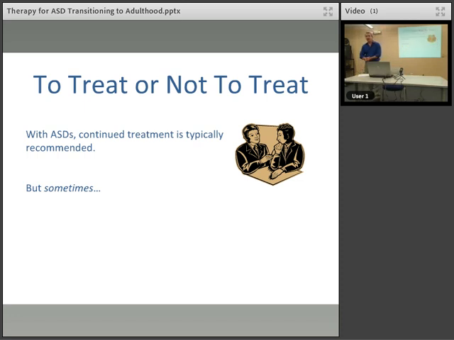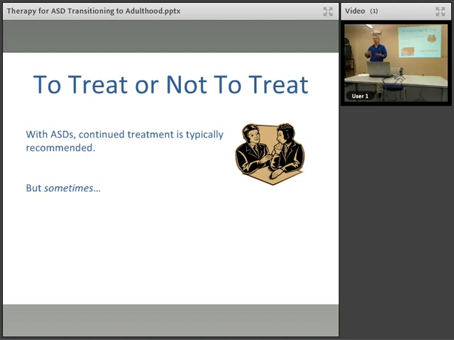So then we get to treat or not to treat. Generally speaking, with people with an autism spectrum disorder, we all know that this is a lifelong disorder that's going to be there forever, and so usually the recommendation is going to be that we need to treat. But sometimes enough is enough.